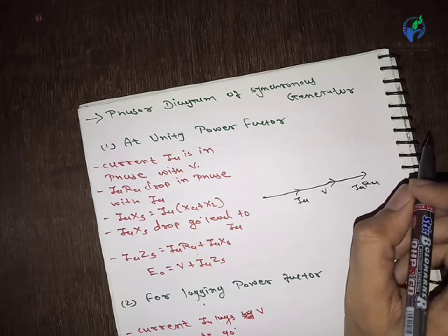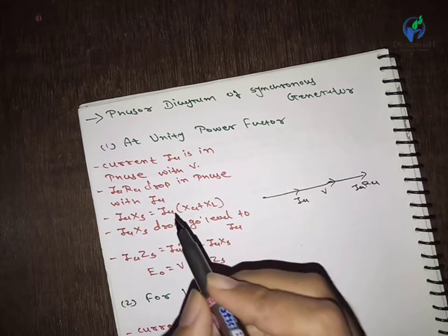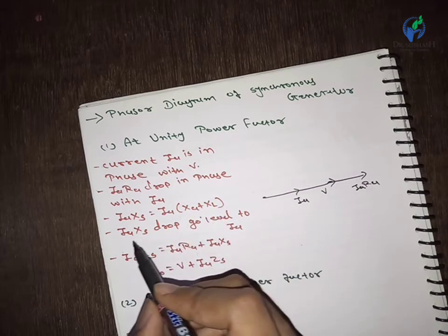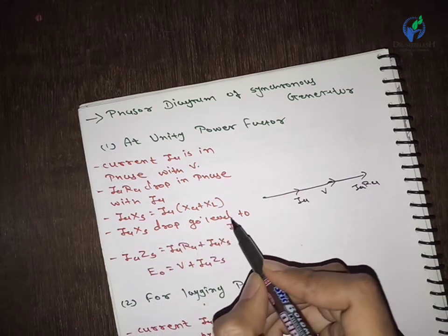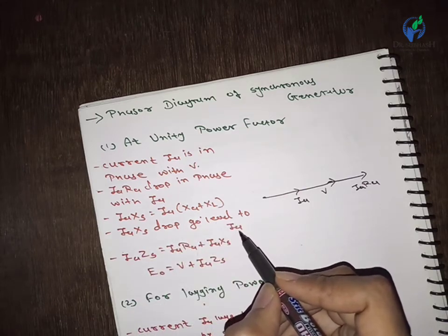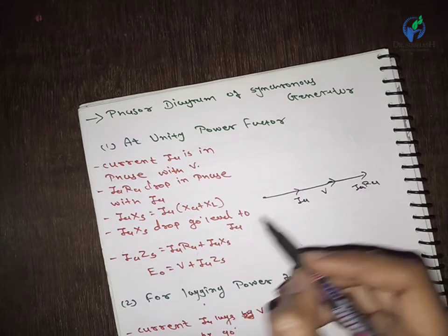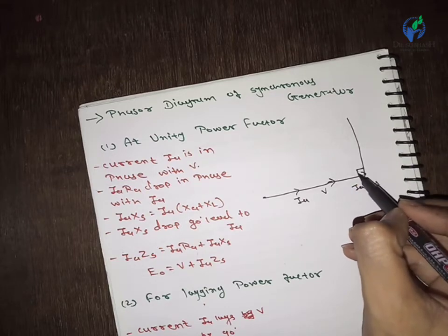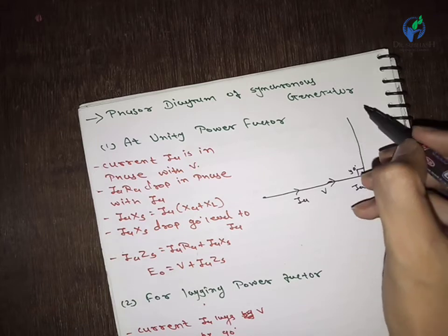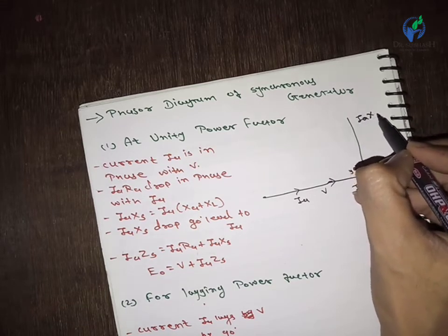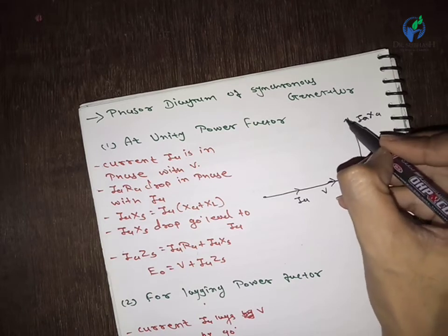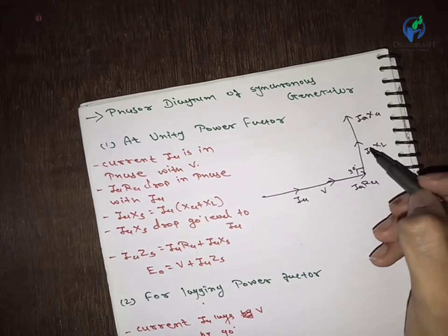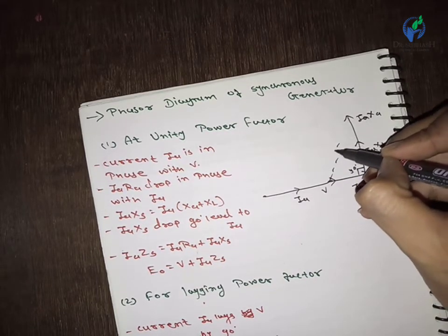Ia into the synchronous reactance Xs is equal to Ia into Xa plus Xl. So the Ia into Xs drop leads the current Ia by 90 degrees. For leading, we draw the next line at 90 degrees, in the same phase as Ia into Xl. So the resultant is a dotted line.